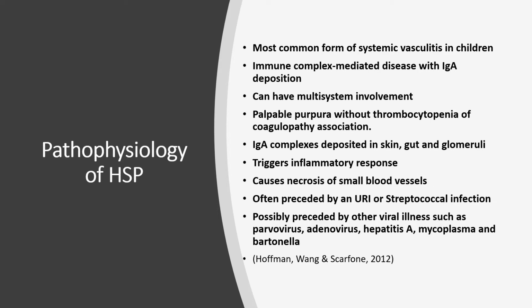Pathophysiology of HSP. As mentioned earlier, HSP is the most common form of systemic vasculitis found in children. It is an immune complex mediated disease with IgA deposition. It can have multi-symptom involvement. It's a palpable purpura rash found on the child without thrombocytopenia or coagulopathy association. IgA complexes are deposited in the skin, gut, and glomeruli. It triggers the inflammatory response, causing necrosis of the small blood vessels.